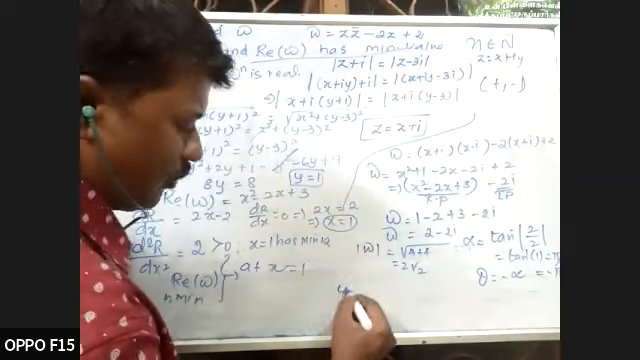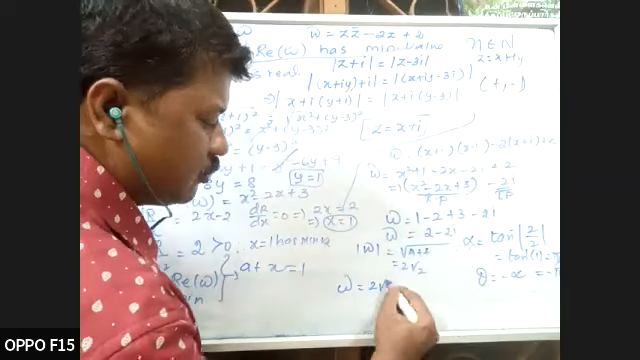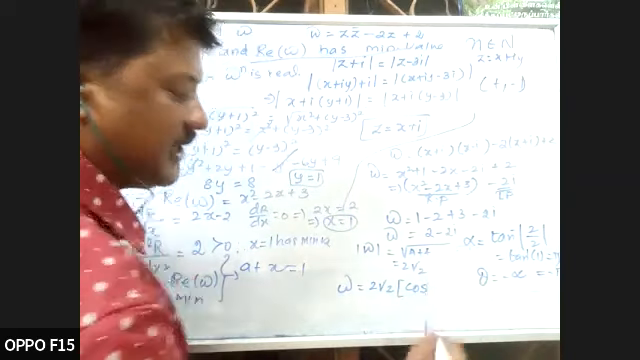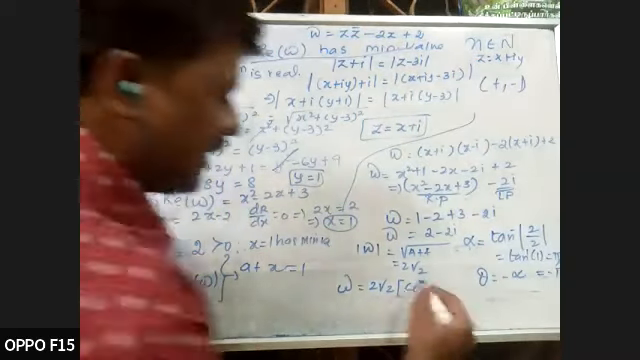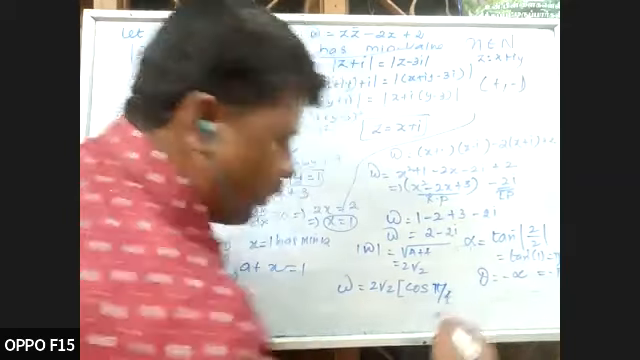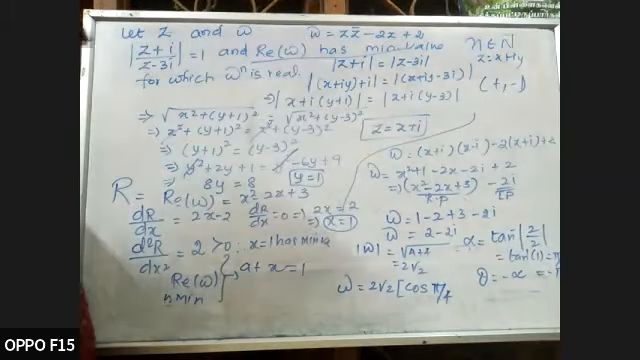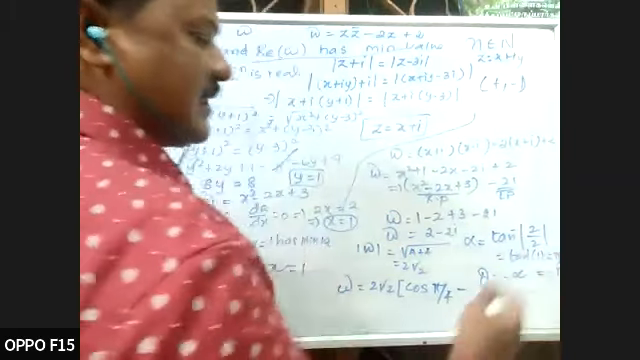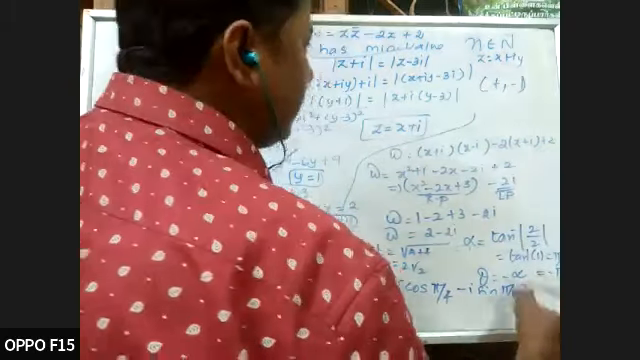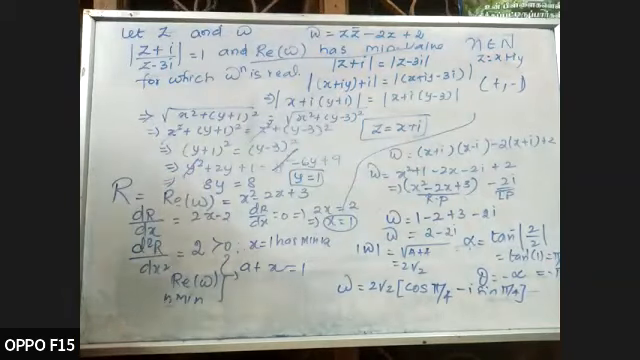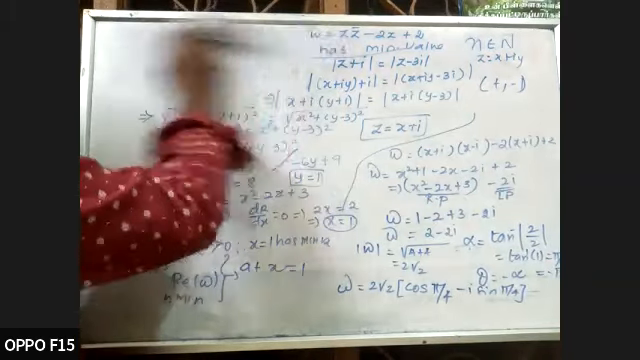From this, we can write the omega value as r into cos theta, that is 2 root 2 into cos pi by 4. Cos of minus theta is cos theta, therefore this is cos pi by 4. Next, minus, because sin of minus theta is minus sin theta, so minus i sin pi by 4. Okay? Please take this down for the first question.